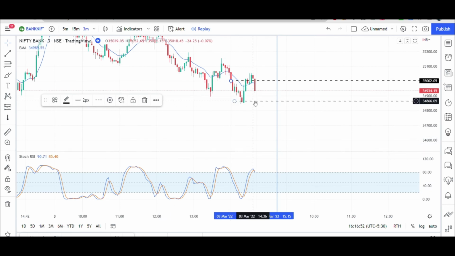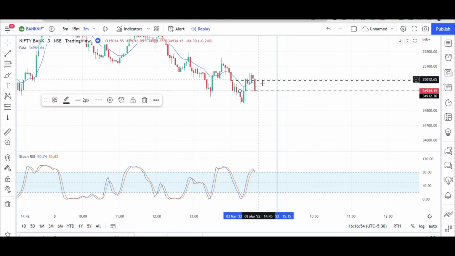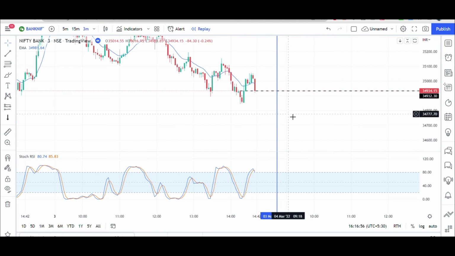Can we take entry again? Why not? Take a risk. Because we already made 100 points, or maybe 80 points here. Let's say we made 50 points, so we are not bothered about giving back 20 points. At least at the end of the day we will still have 30 points.